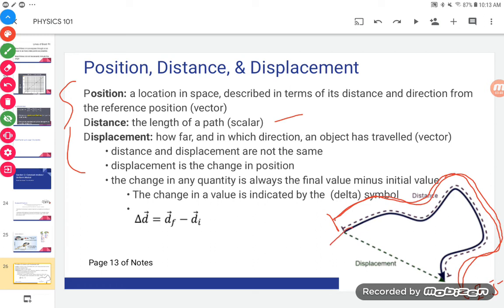Whereas from here to here is your displacement. Your displacement is simply the difference between point A and point B. You go through all the hills, buildings, trees, or whatever obstacles are in your way. You just pretend they're not there and it's a straight line between the two points. So the displacement will always be smaller than the distance, unless the distance is a perfectly straight line as well, and then they will be equal.